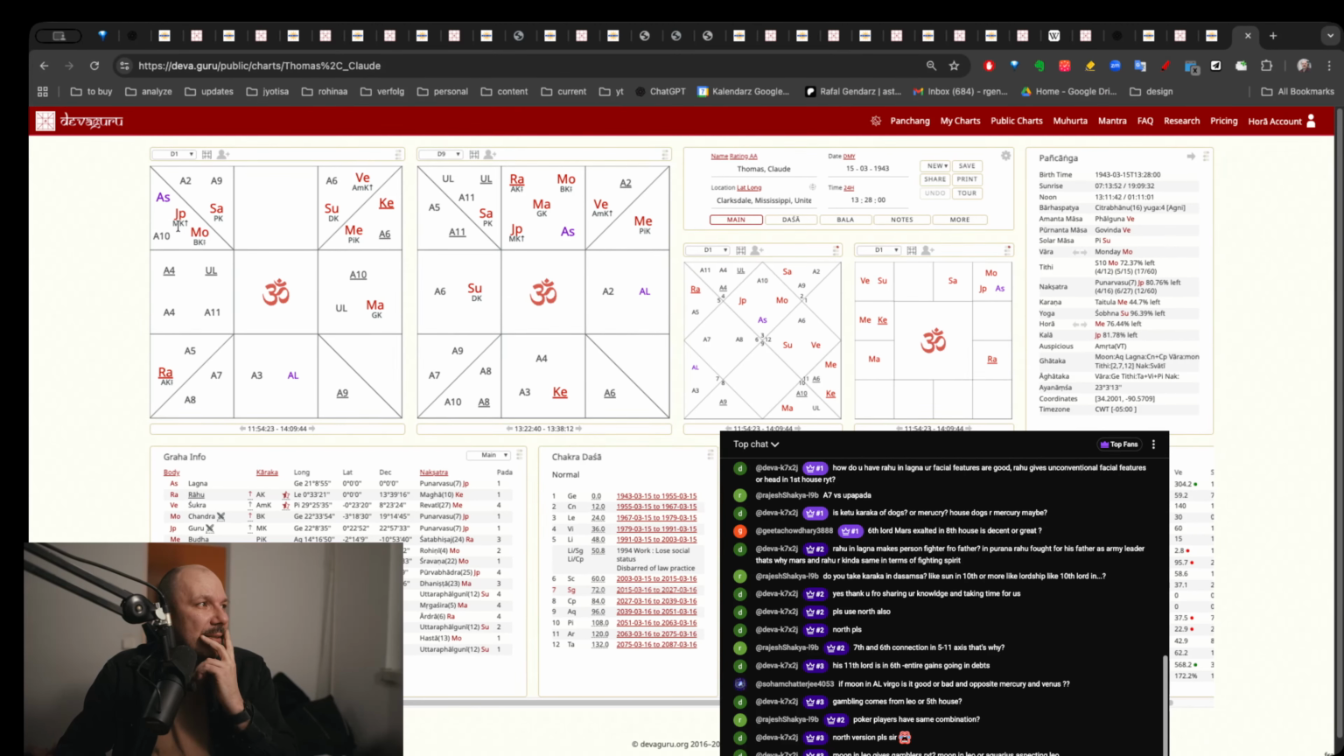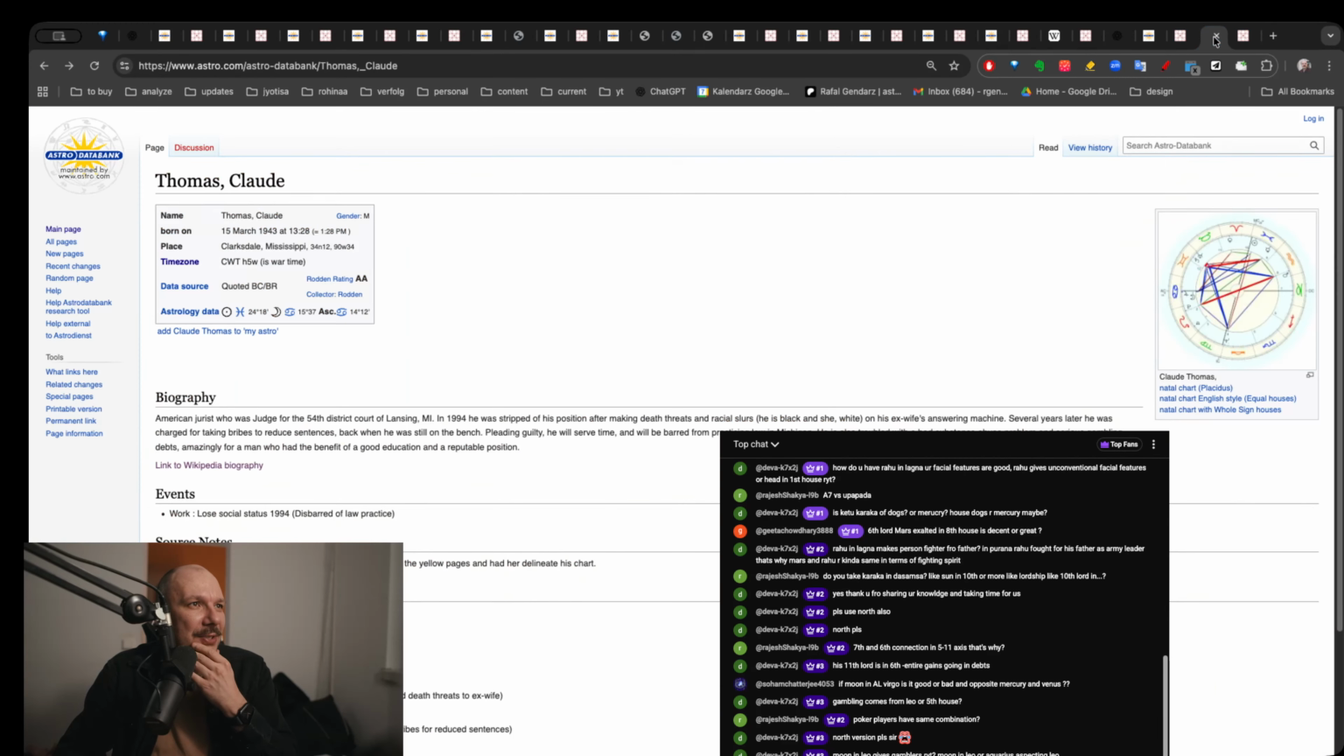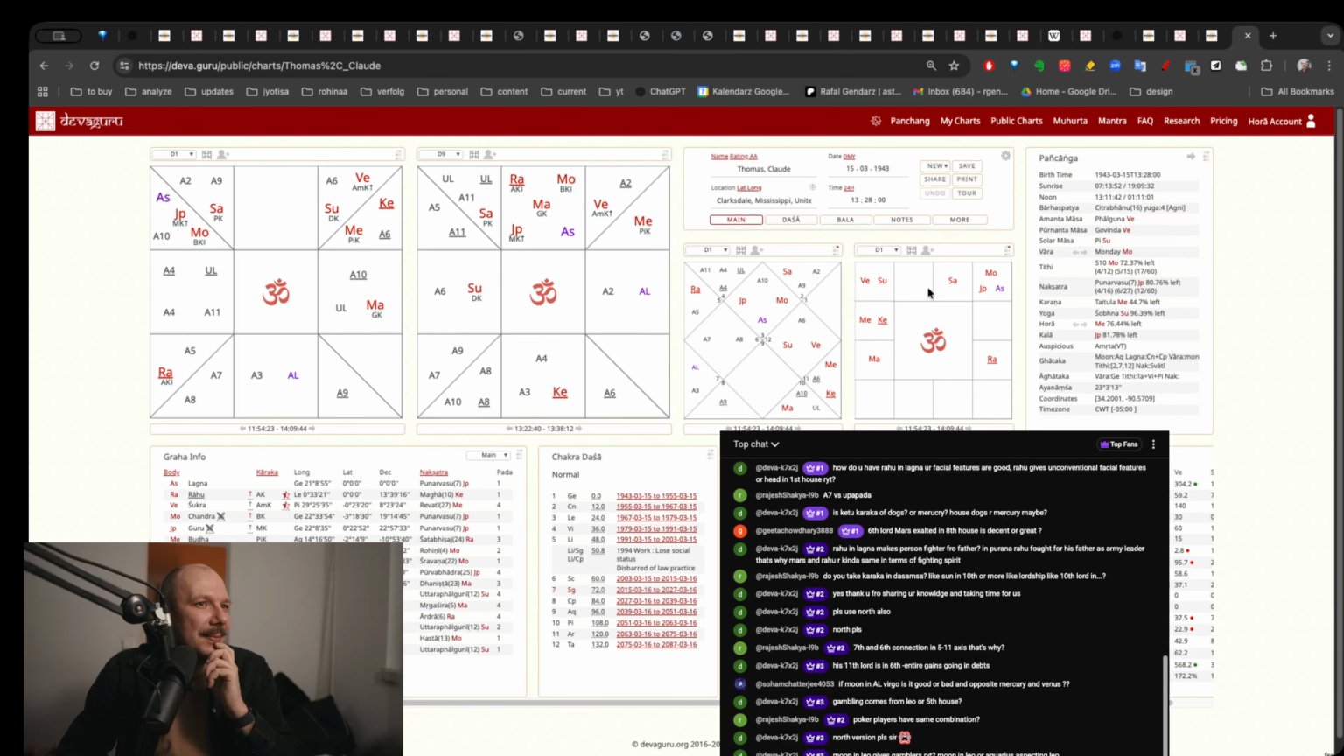Jupiter, Moon, Venus, Sun. Wow. Mars exalted. No, should be good. Jupiter, Moon, Venus exalted in 10th. The Navamsha. How accurate is the chart? It's rating AA, right? It's 128. All right, so we have something to work with. We have some work to do.